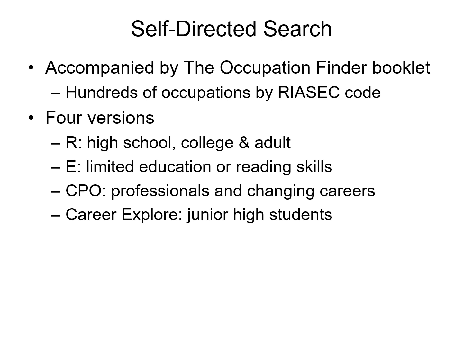There are 4 versions. There's the R for high school, college, and adult. There's E for limited education or reading skills. There's a CP for professionals in changing careers, and Career Explorer for junior high school students. So again, if you're taking the Self-Directed Search, the SDS, you would also want to determine where you are in life. So if you were in high school or college or early career, you'd probably want to take the R. If you're administering this to someone that has limited education or reading skills, or perhaps English as a second language, you'd want to take the E version.